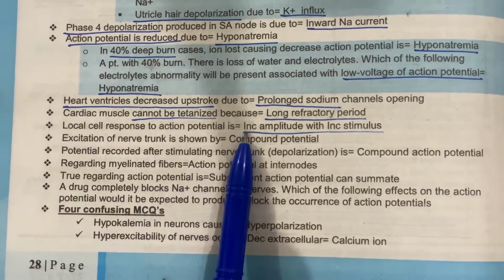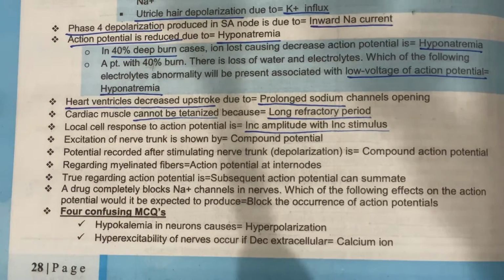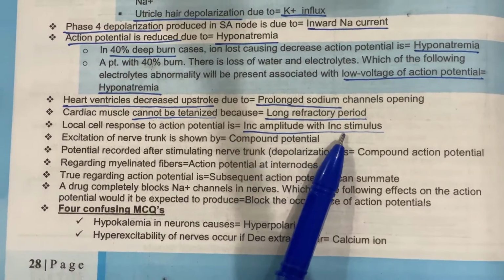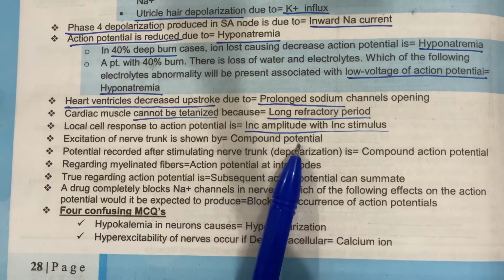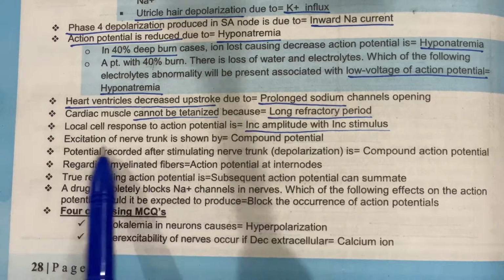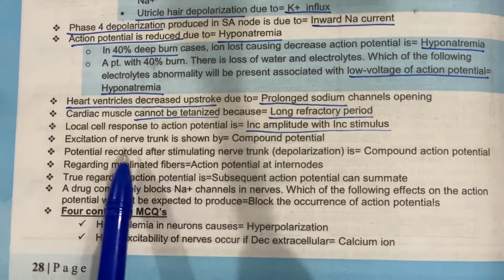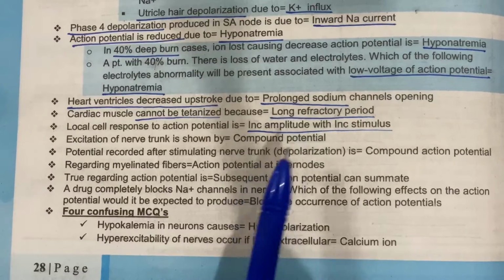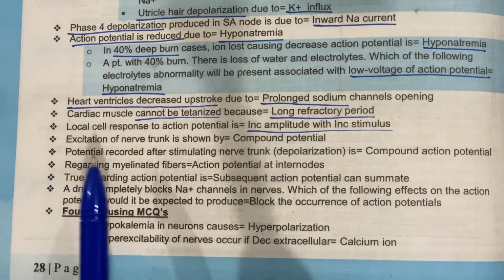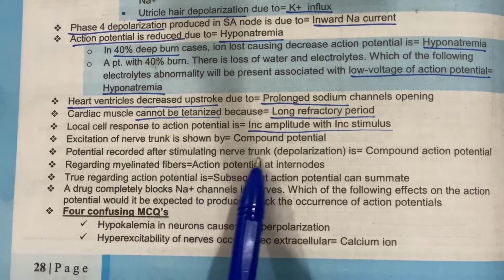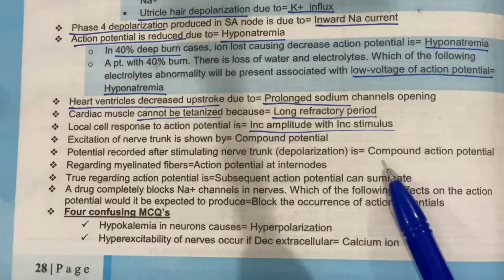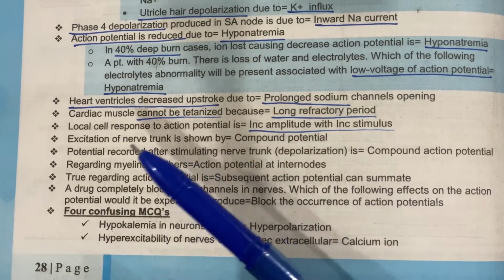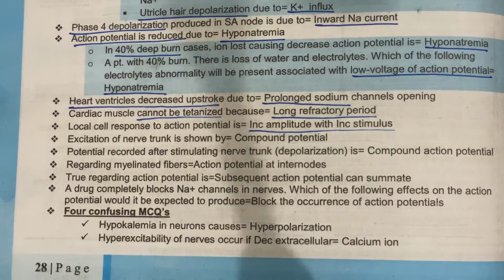Local cell response to an action potential is increased amplitude with increased stimulus. What shows the excitation of the nerve trunk? The compound action potential is shown when the nerve trunk is stimulated or depolarized.